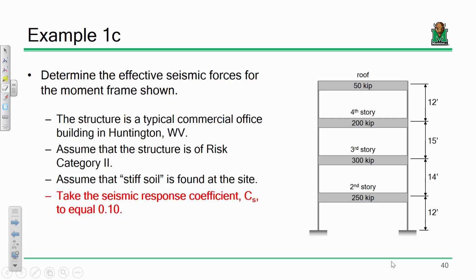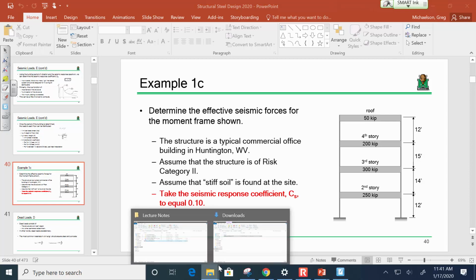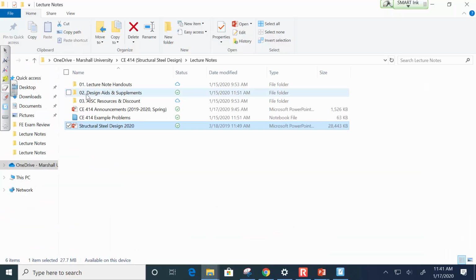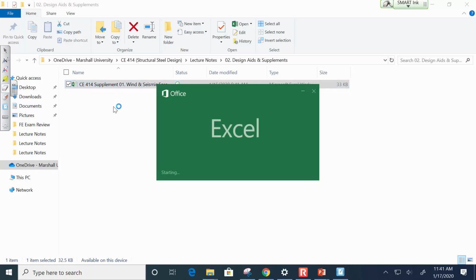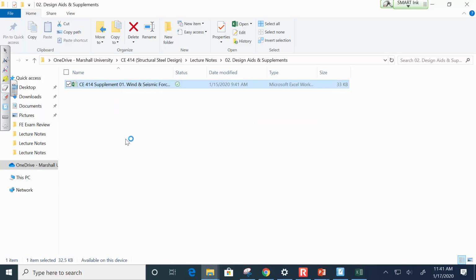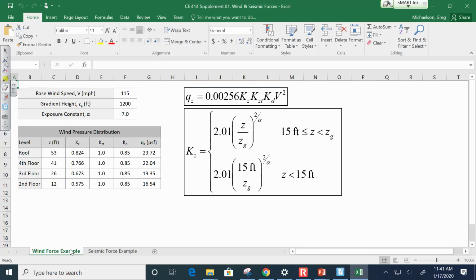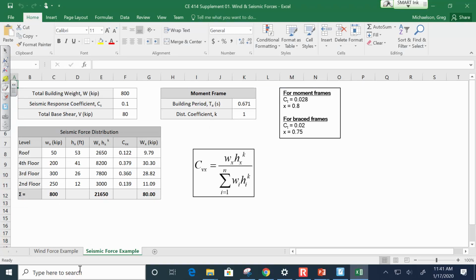Okay. Let me pull something up. I have this uploaded on Blackboard. It's that same spreadsheet that we looked at last time. If you go to Design Aids, I have this spreadsheet. We looked at the one on the wind last time. This is the one we're going to look at today. If you look at the bottom, there are just two different tabs.